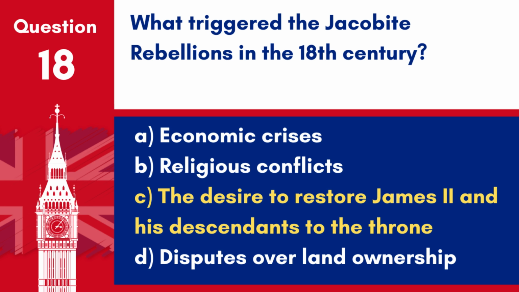Answer: C. The desire to restore James II and his descendants to the throne. The Jacobite rebellions were primarily triggered by supporters of James II and his Stuart descendants, who sought to restore their line to the British throne.